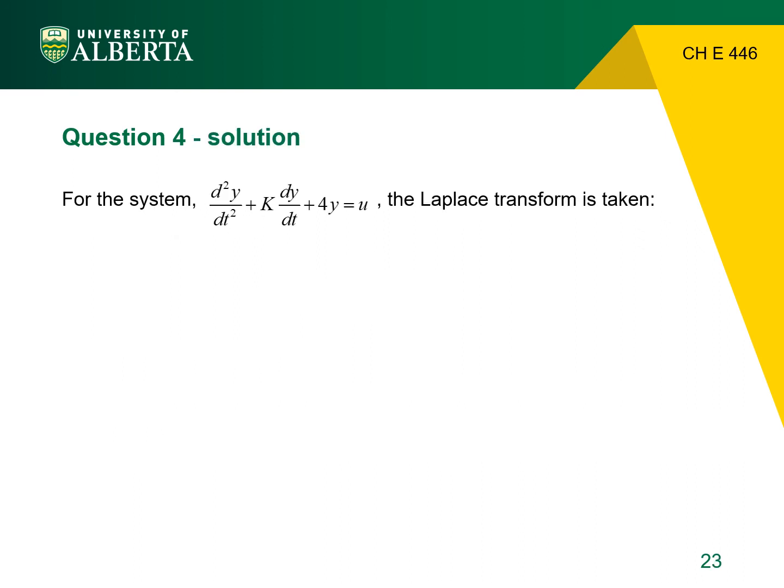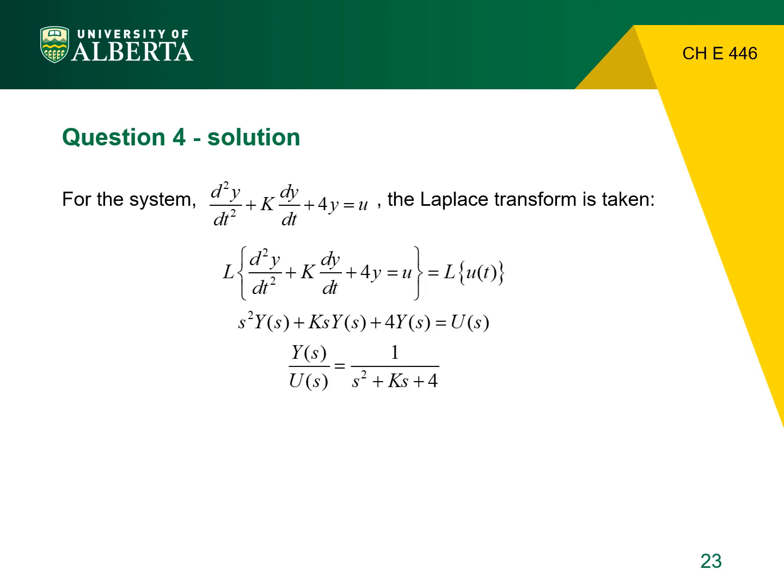For the given system, we start by taking the Laplace transform directly. We can do so because we are told that y and u are already in deviation form. Therefore, upon taking the Laplace transform on both sides, we end up with the transfer function Y(s)/U(s) = 1 / (s² + ks + 4).